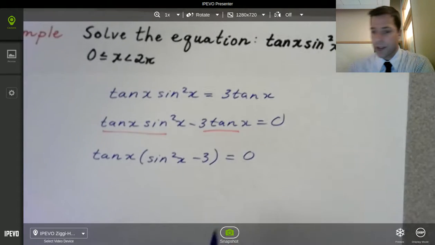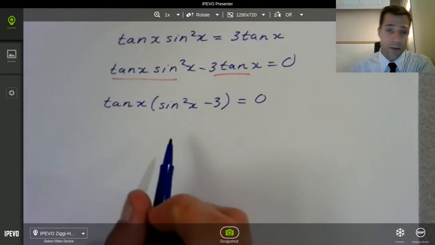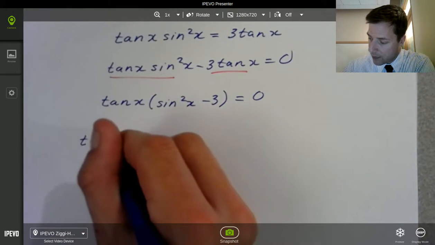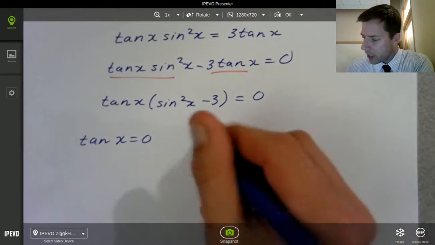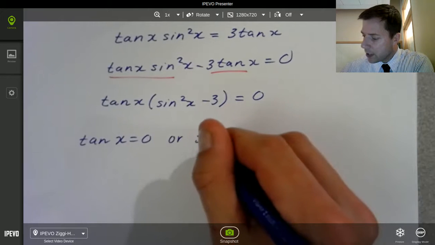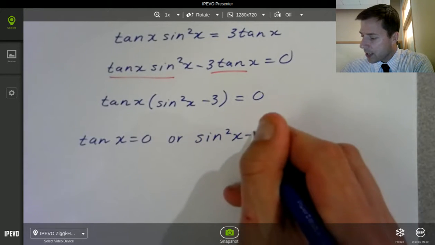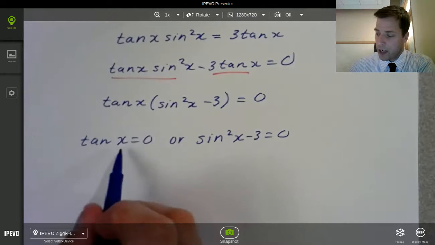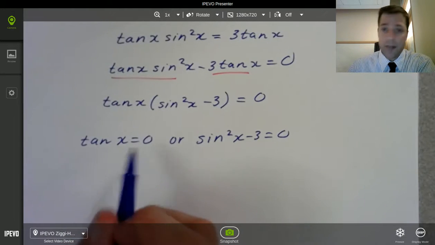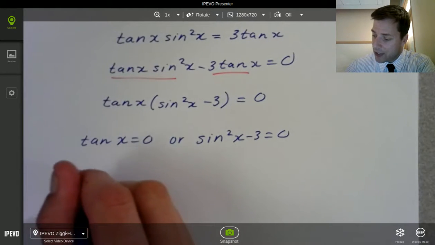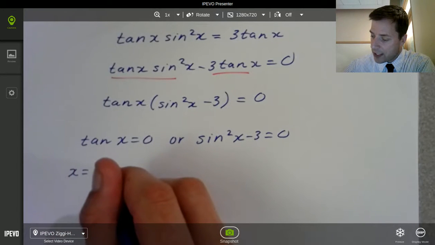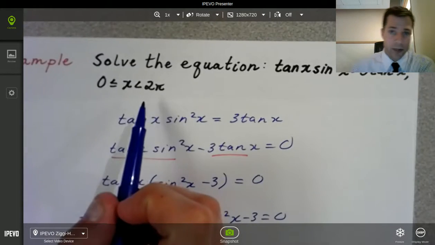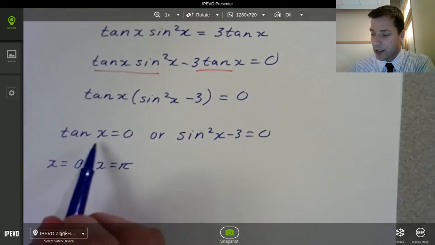So I'm going to factor out my tangent of x, and I'm left with sine squared of x minus 3 is equal to 0. The zero product property tells us that if you multiply two things together and your product is 0, one of them has to be 0. So tangent of x equals 0, or sine squared x minus 3 equals 0. What angle can we get when we have tangent of 0? Well, that's when x is equal to 0 or x equals pi. Now, we're not using 2 pi because of the domain restriction here. So those are the zeros here.